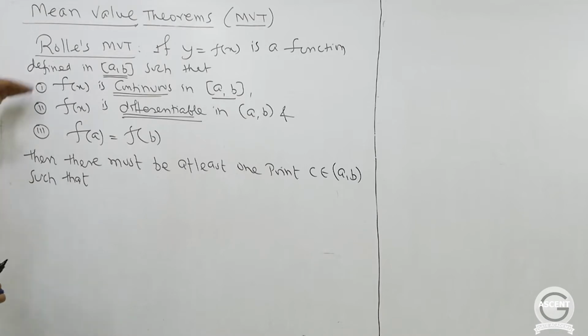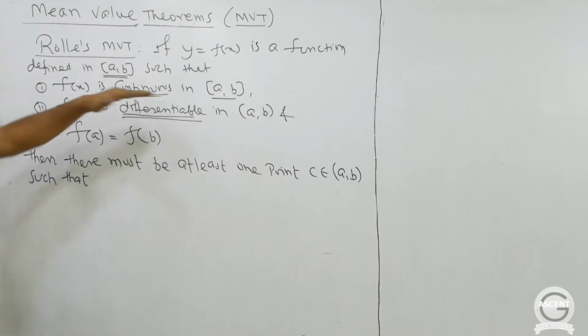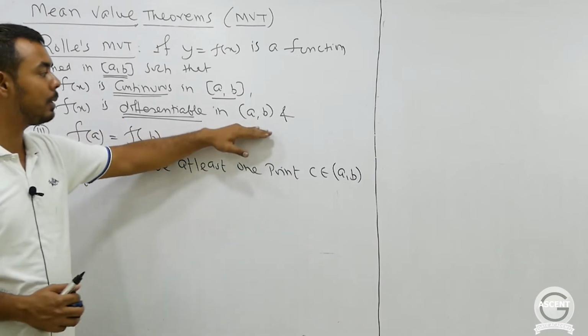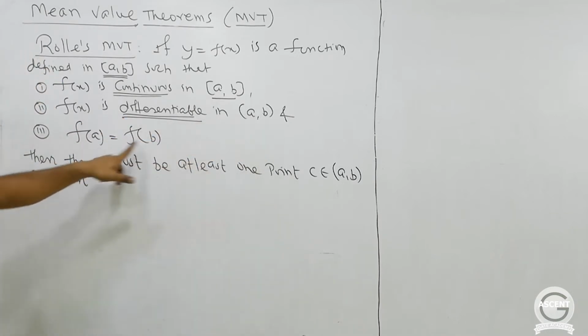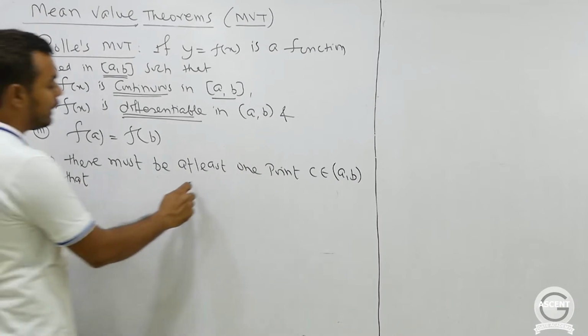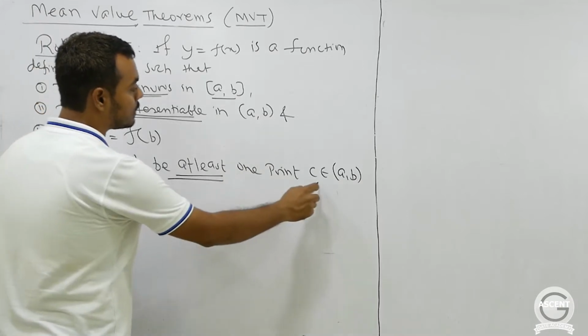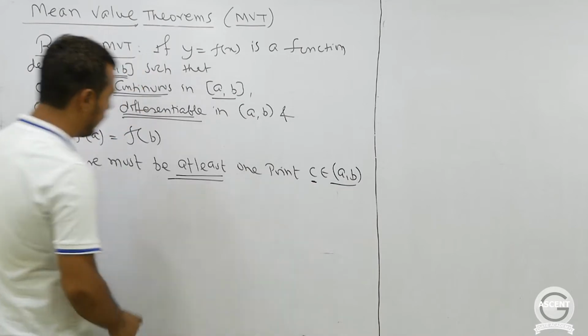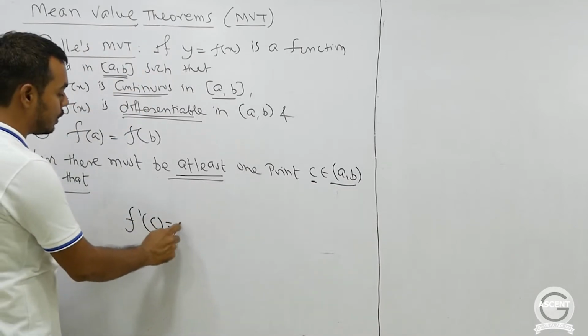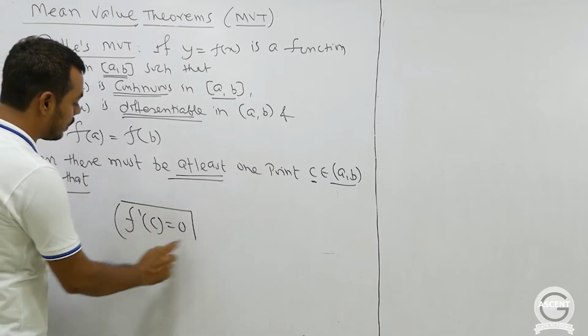Okay, so if these three conditions are satisfied, continuous in closed interval [a, b], differentiable in open interval (a, b), and f(a) is equal to f(b), then the theorem says that there must be at least one point c in this interval a to b such that f'(c) will be 0. So this is the statement of Rolle's theorem.